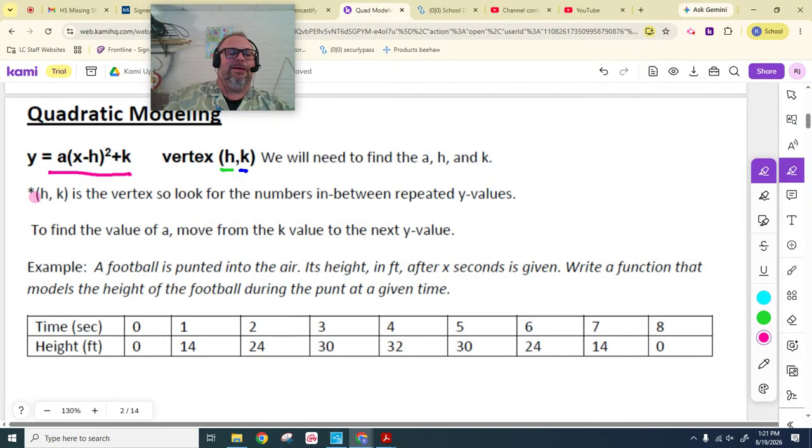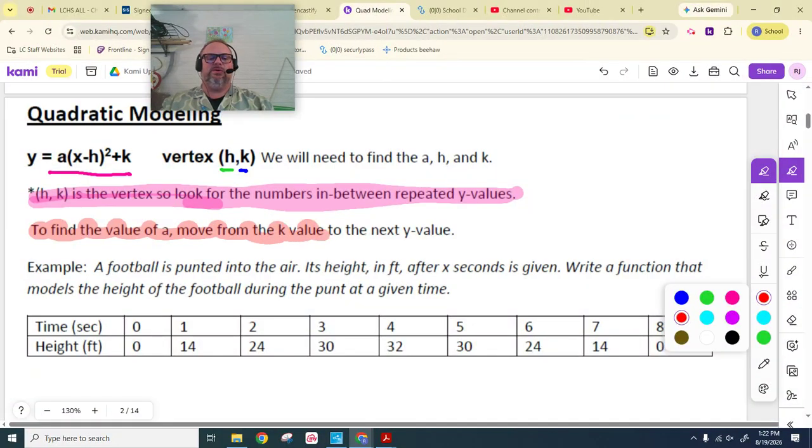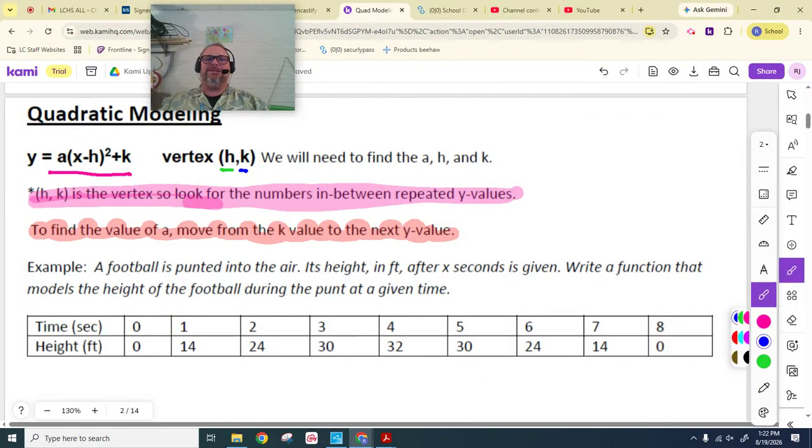So, all right. Yeah, (h, k) is the vertex. So we're going to look at the numbers for the repeated y values, okay? And then to find a, we're going to move from the k value to the, okay. So, blah, blah, blah, football put into the air. Now, here is one time where in this type of problem, you really don't need to know the words. All right? Let's look at the y values.